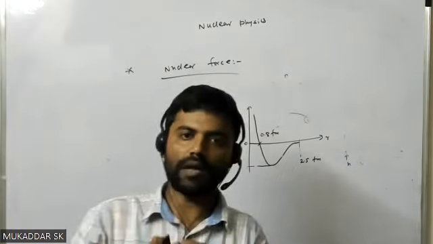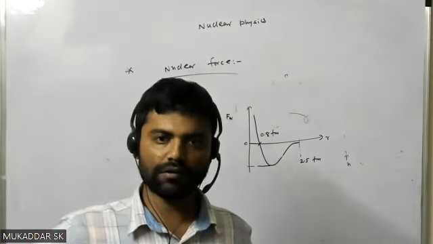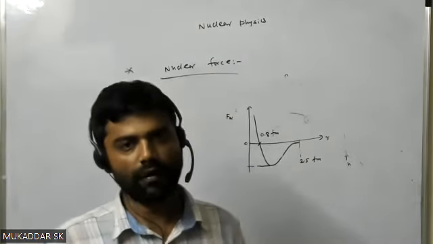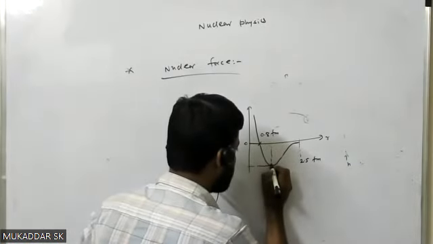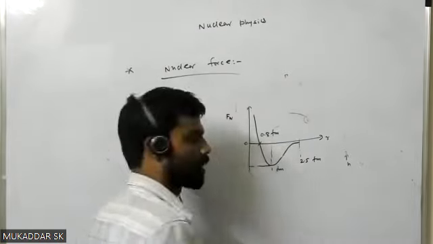So, two nucleons cannot come closer than 0.8 femtometer. And if two nucleons are 2.5 femtometer away, then nuclear force cannot act. That's why it is called short range. And this is maximum if you have two nucleons at a distance of around 1 femtometer.